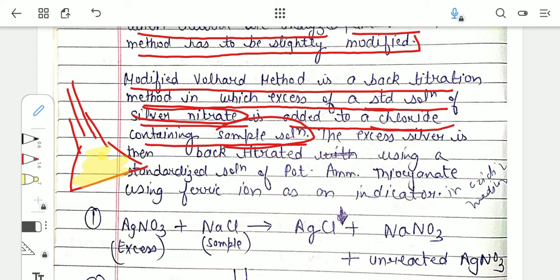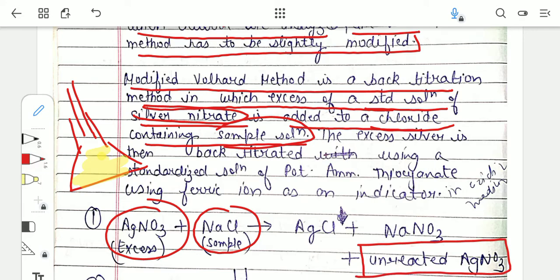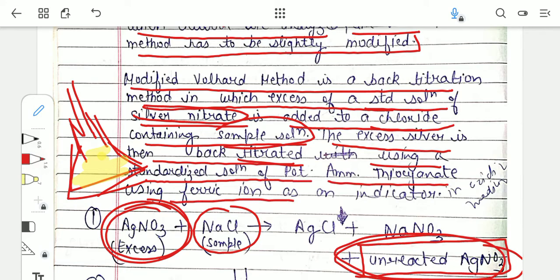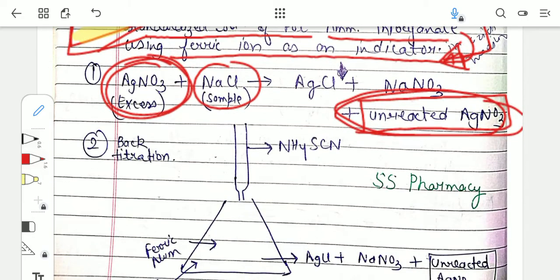In step 1, our sample which has chloride ion is titrated with excess of AgNO3, and some of the AgNO3 will remain in our conical flask, unreacted because it is present in excess. Okay, this is our step 1. Now the excess silver is then back titrated. This is our excess silver. It is now back titrated using a standardized solution of potassium or ammonium thiocyanate using ferric ion as an indicator. In the second step, again the same Volhard's method will be there. This is our second step.